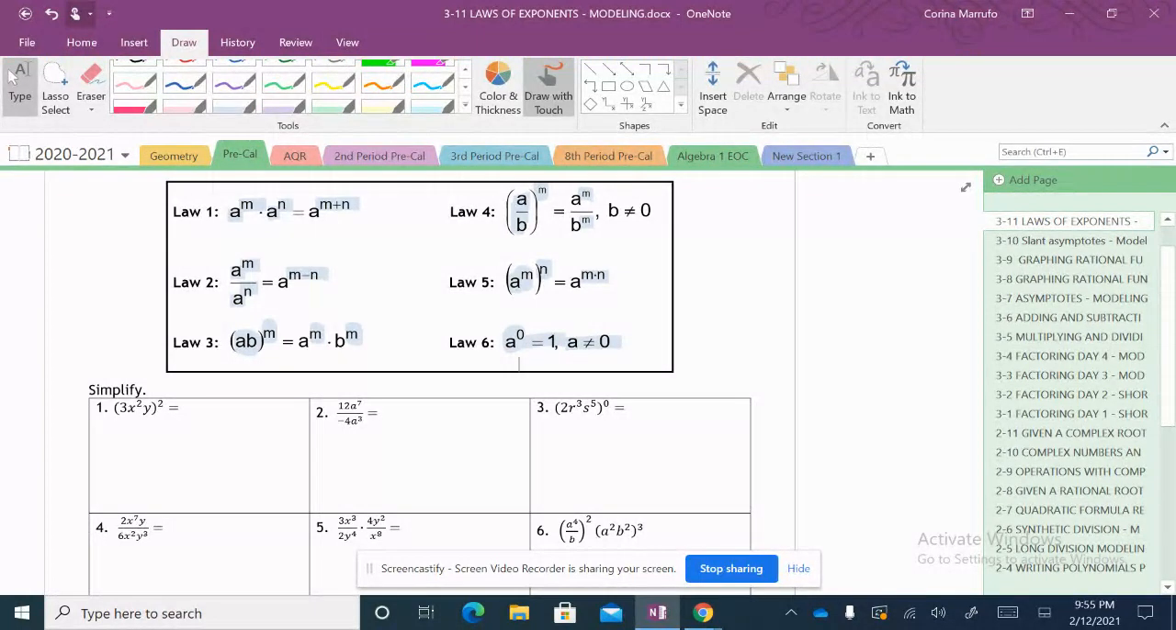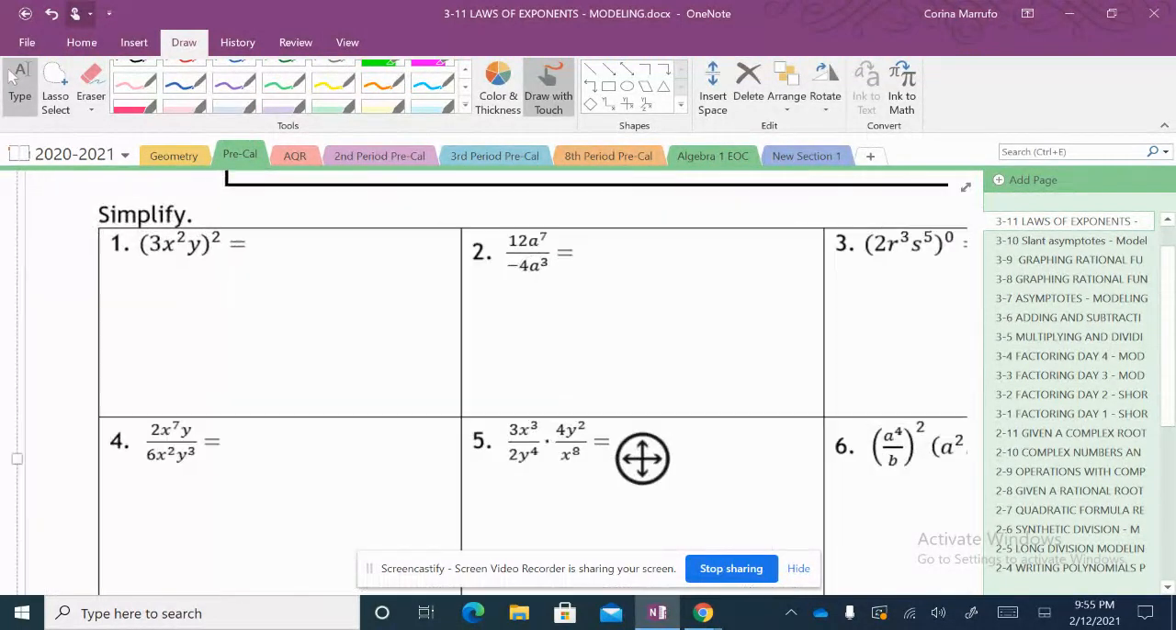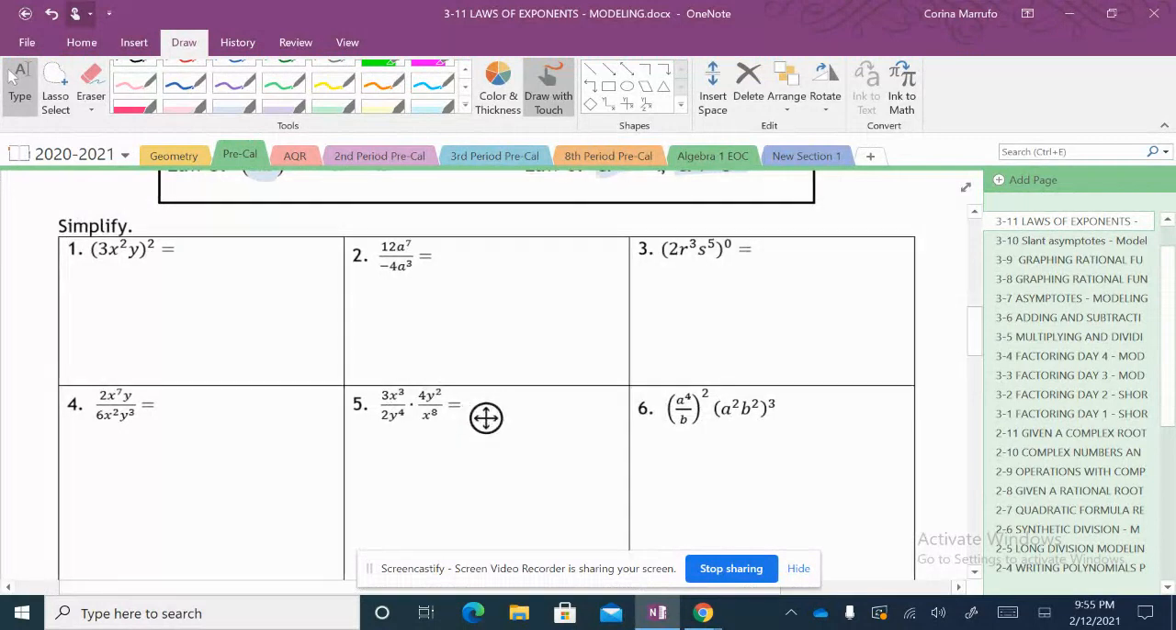So let's go ahead and run through this. It says simplify. So we have 3x squared y, and we want to take all of that and put it to the power of 2. So we're going to have to distribute that exponent to each one. 3 gets to be put to the second power. Now x squared already has an exponent, so that's when we have to multiply 2 times 2. And the y doesn't have an exponent, so it'll just be y squared.